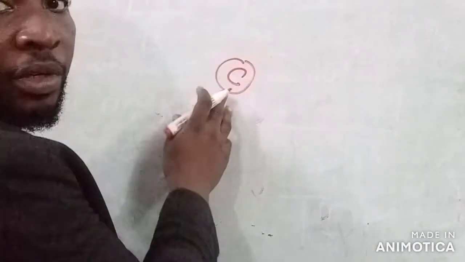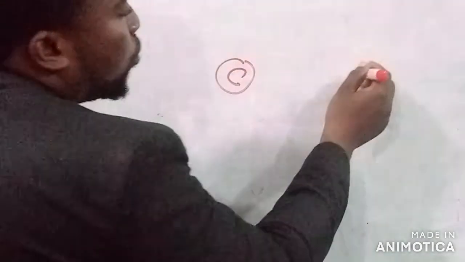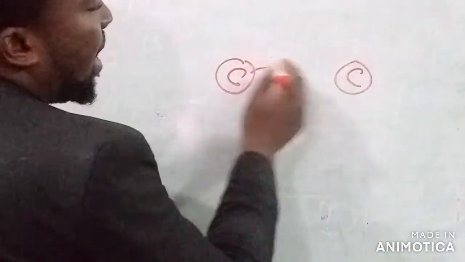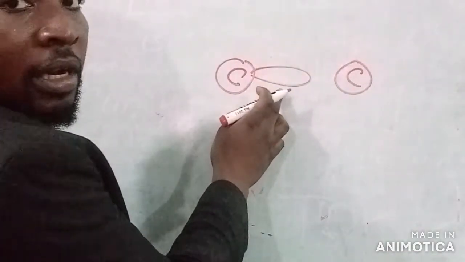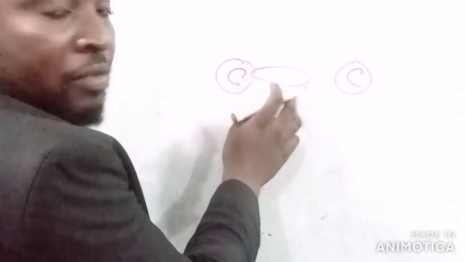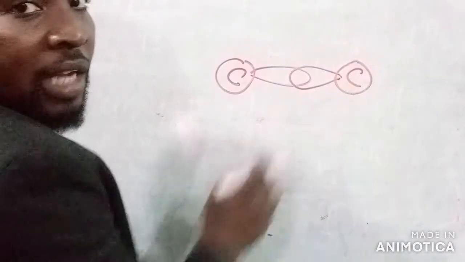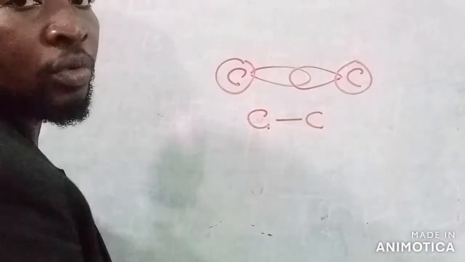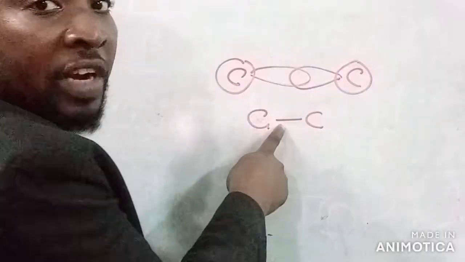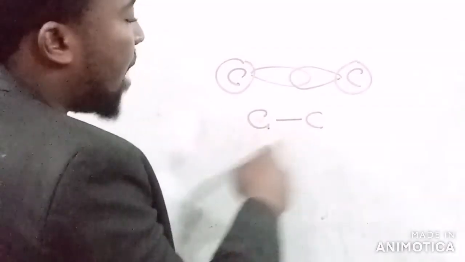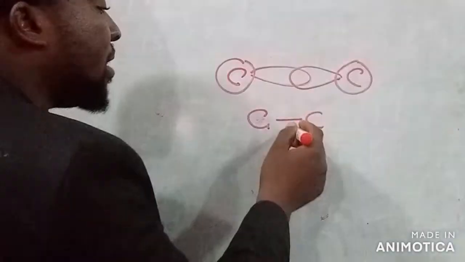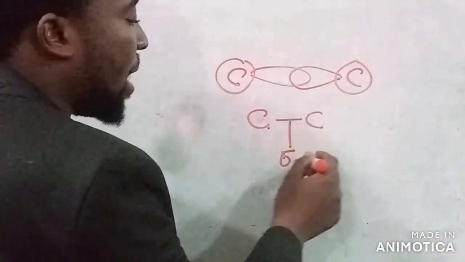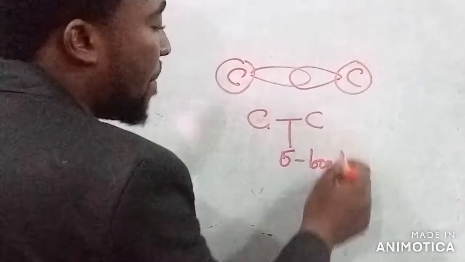For example, supposing I have a carbon atom like this, and I have another one adjacent to it, and I now have an electron cloud coming out from this direction and an overlap of another electron cloud coming out from this adjacent carbon atom. The resultant effect will be a single covalent bond joining two adjacent carbon atoms together, and I said this bond is called a sigma bond. This is a sigma bond.